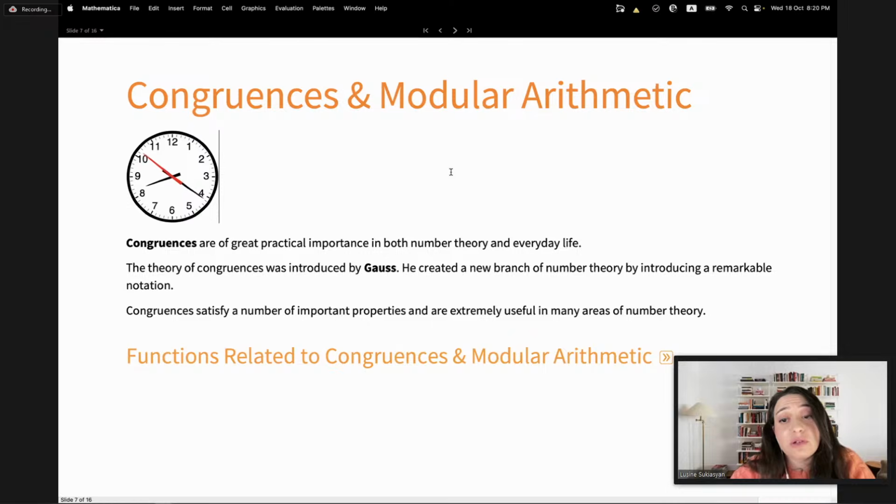The next category is congruences and modular arithmetic. So this is a very broad subject. The congruences are of great practical importance in both number theory and everyday life. The theory of congruences was introduced by Gauss. He created a new branch of number theory by introducing a remarkable notation. Congruences satisfy a number of important properties and are extremely useful in many areas of number theory. And here you see the 12-hour clock, because modular arithmetic is sometimes called clock arithmetic. That's because clock arithmetic is the modular arithmetic modulo 12, and there's a very nice connection.